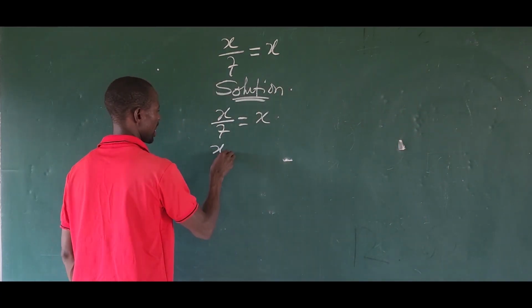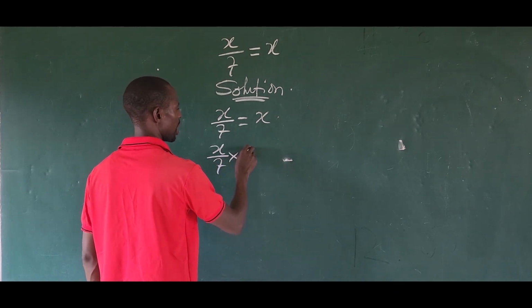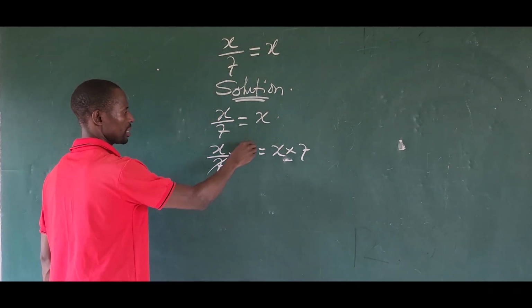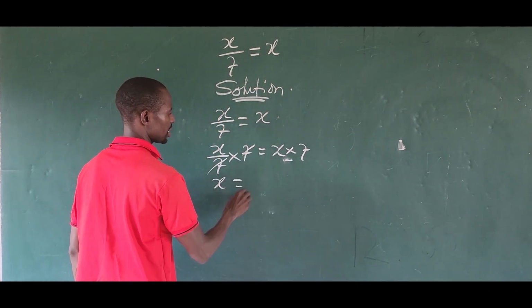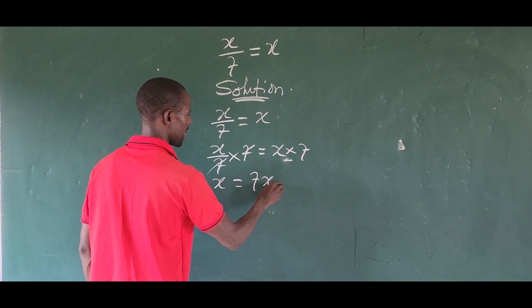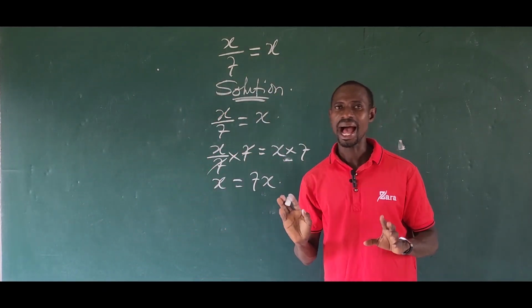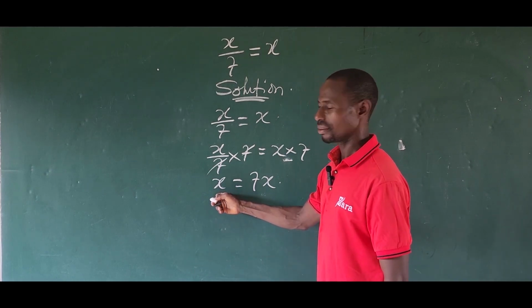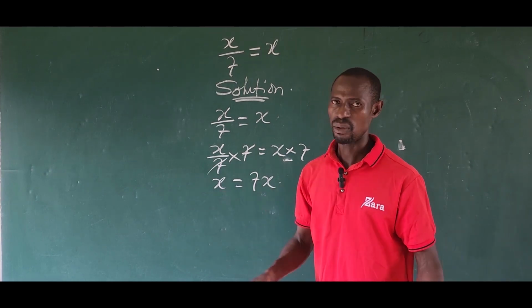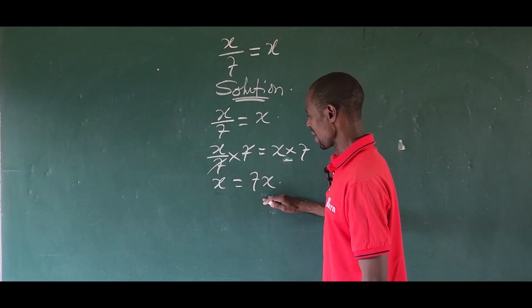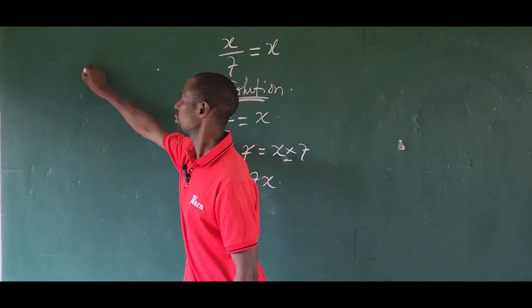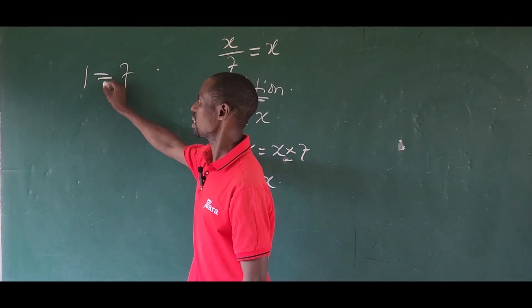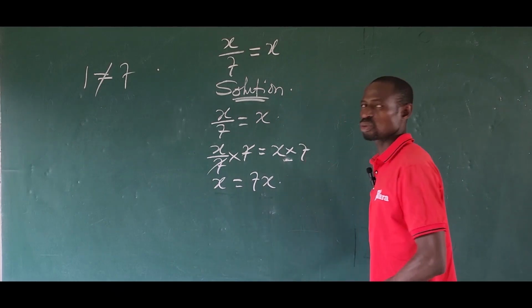So this is going to give us x all over 7 times our 7, equal to x times 7. So we now have our x is equal to our 7x. This is the reason why I decided to bring this challenge here. If we decide to cancel out x here, x here, in other words, if we decide to divide through by x, we'll be left with 1 equal to 7. But you and I know that 1 is not equal to 7. So that will not work out.